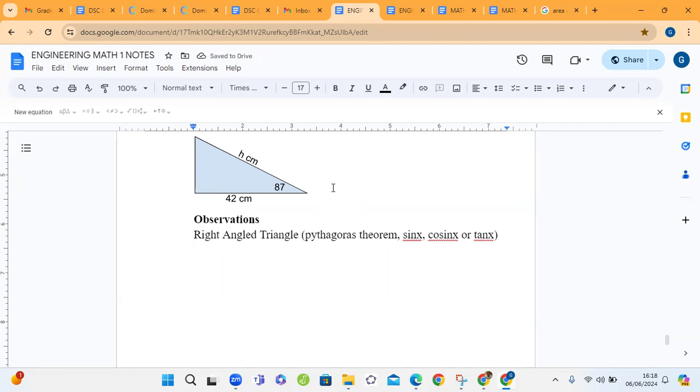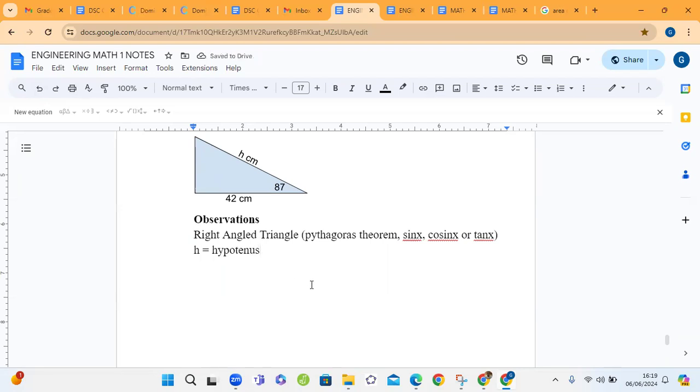So you need to do some more observations. Make an observation of the side that you needed to find. H is the what? H is the hypotenuse because it is away from the 90 degrees. It joins the two legs, so it is the hypotenuse. That's what you want to find.